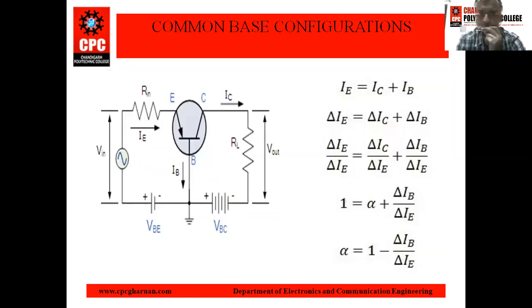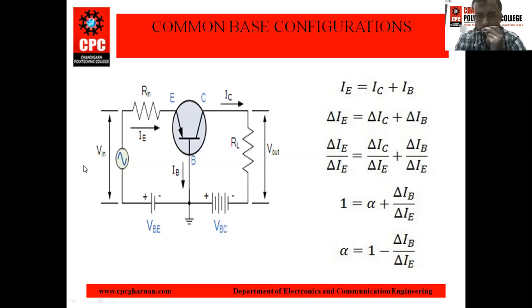Next, there are different types of configuration. Configuration means how the transistors can be connected. The first configuration is the common base configuration. First of all, we will discuss the common base configuration.